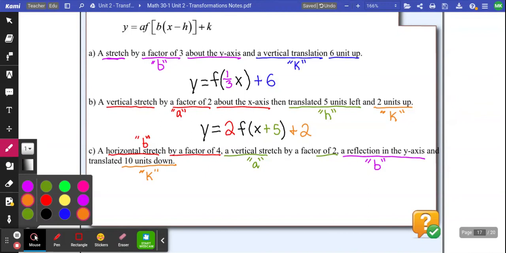If I was to write this all in at once, this would be y equals, my A value is 2, f of bracket. My B value is going to be negative from the reflection, 1/4 because of the stretch, x, close the bracket, minus 10.